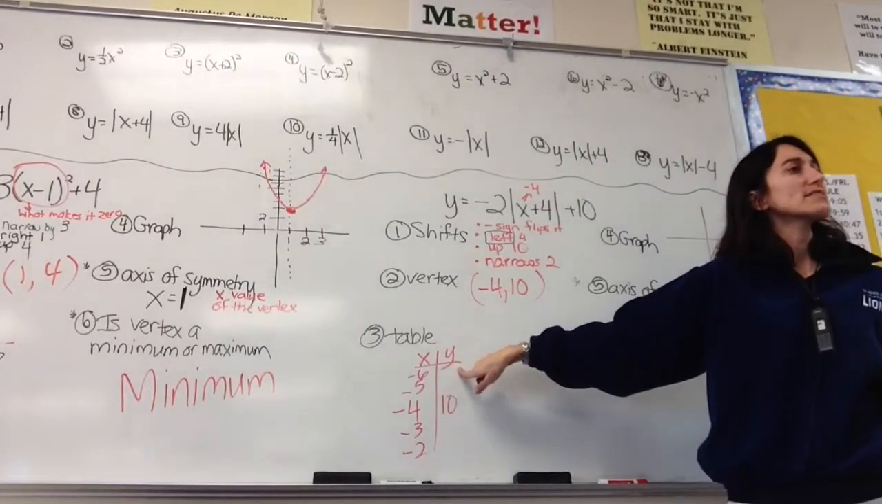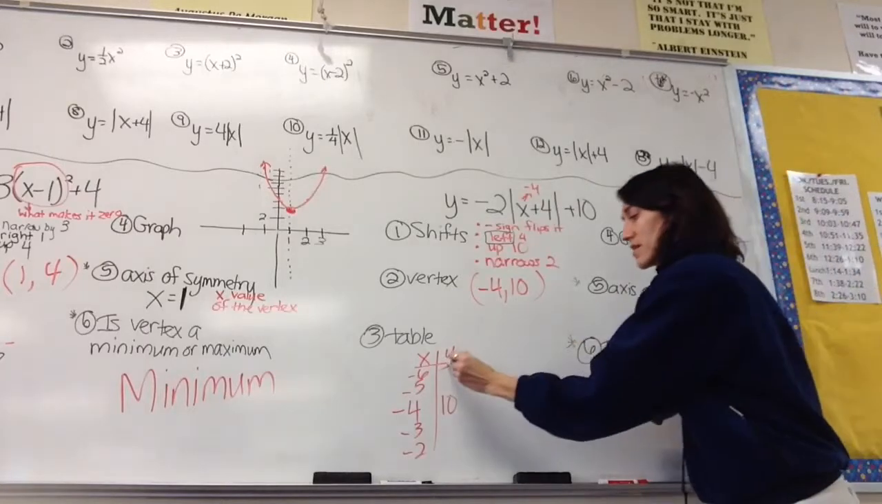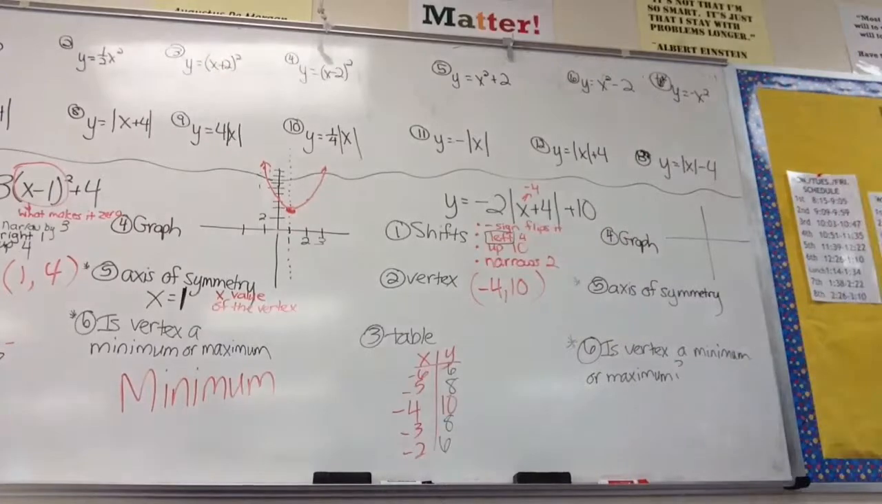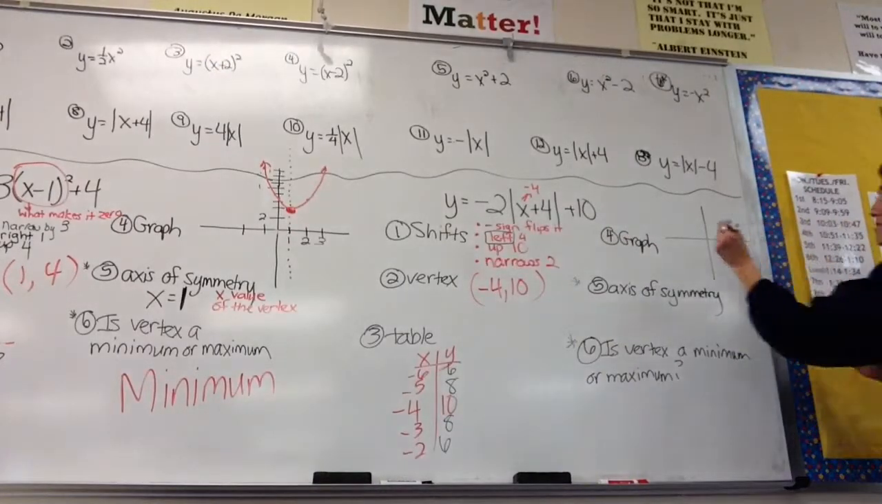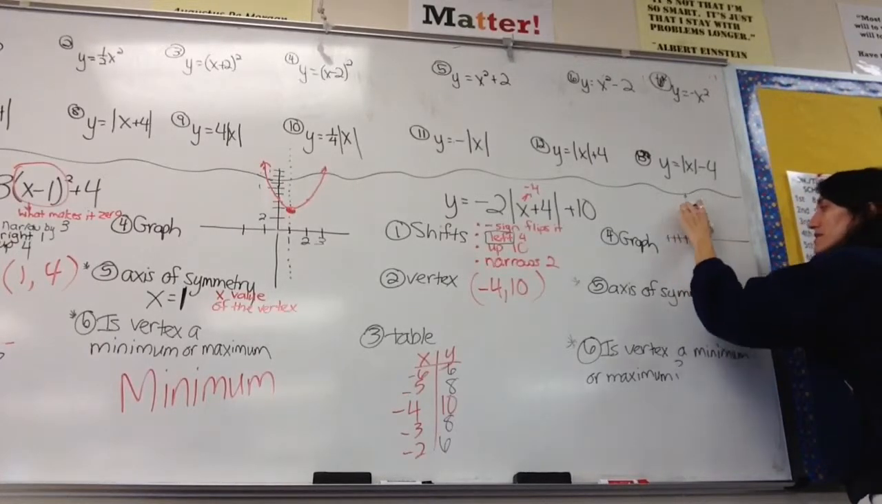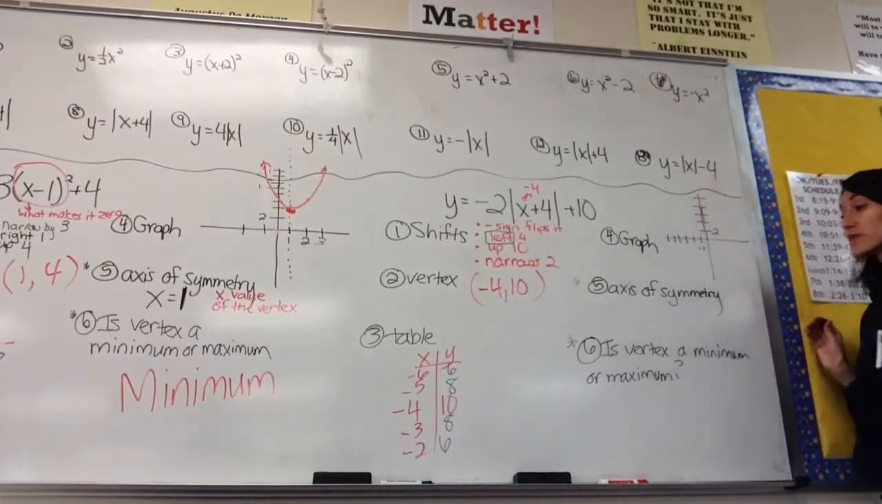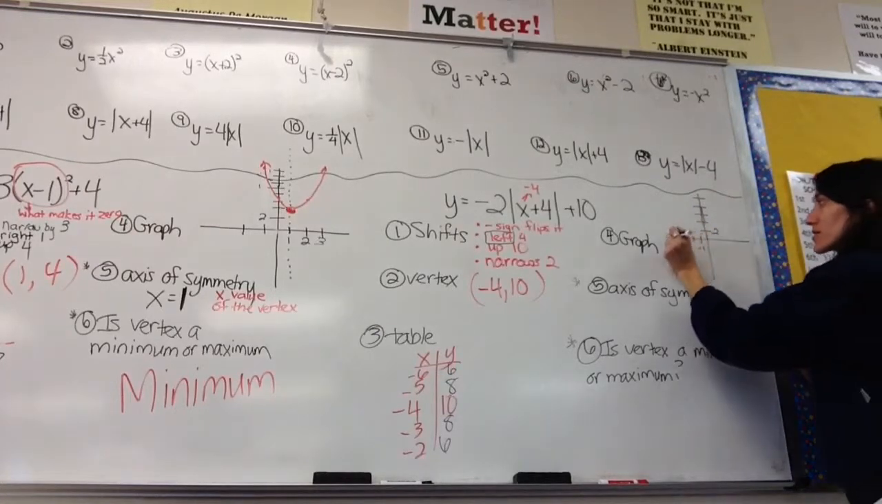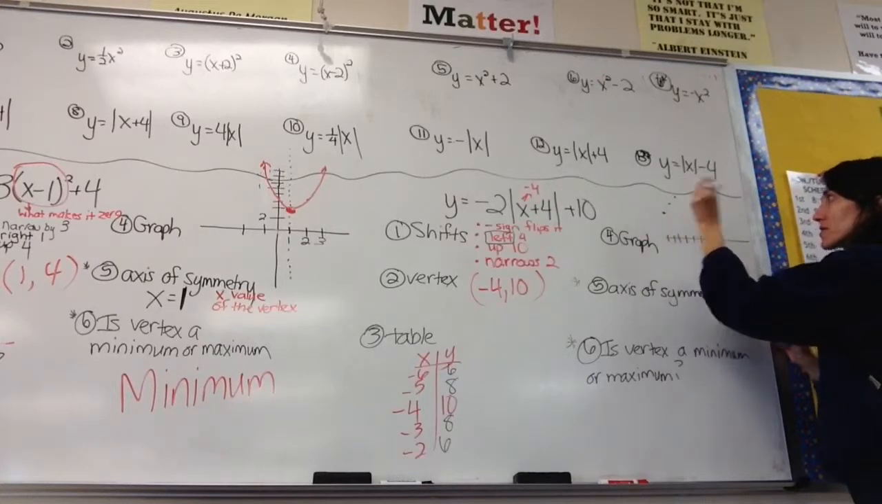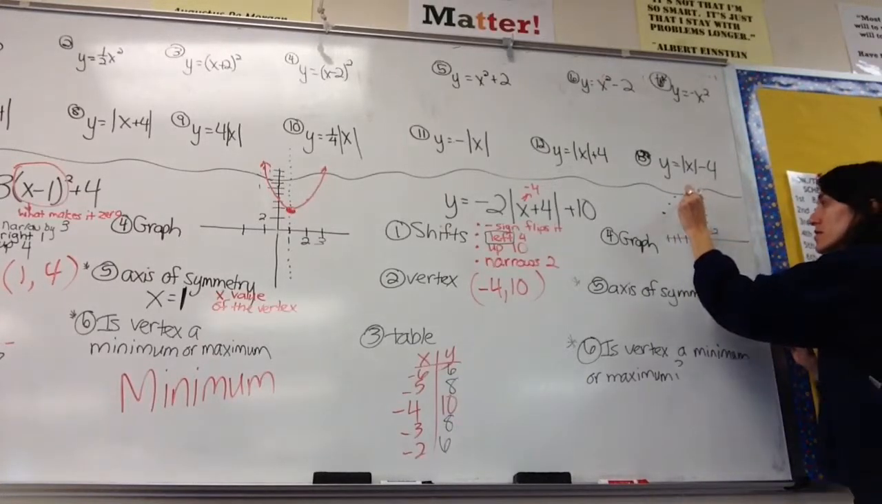What was negative 6, guys? Negative 5 was? Did you guys count by 1s or 2s? 2s for the y's? It's okay if some of you guys counted by 1s, that's okay. We counted by 1.